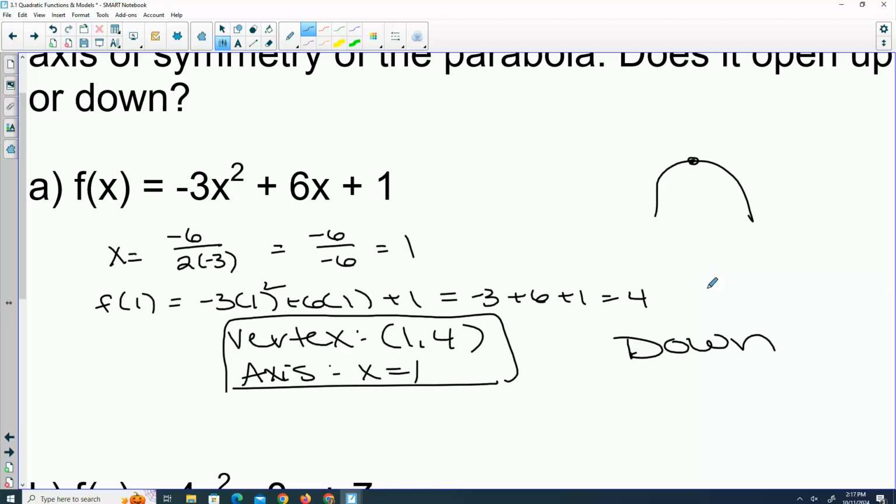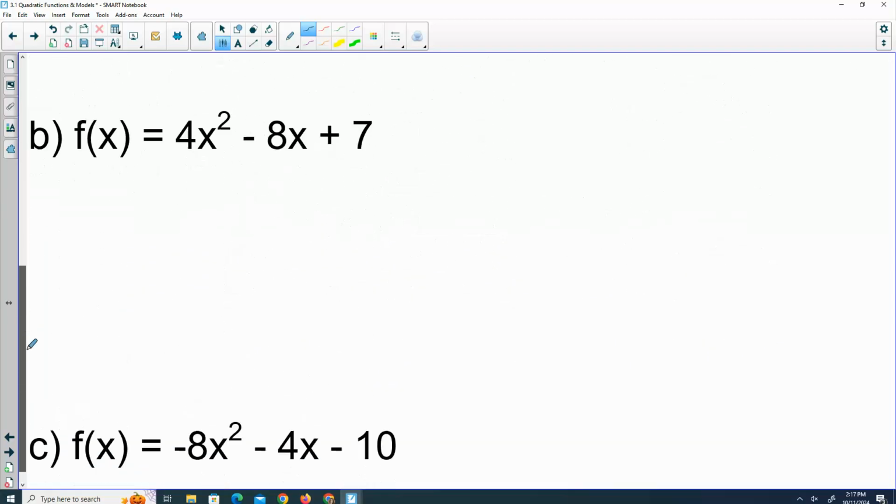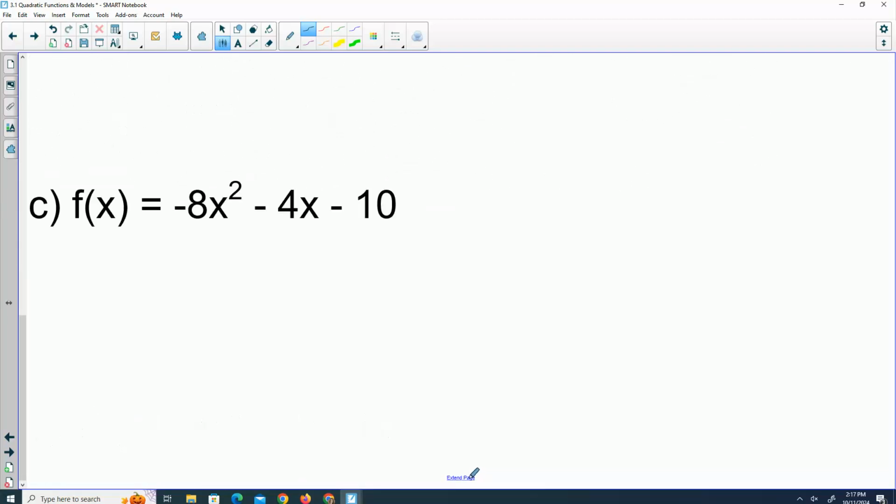I have a couple more of those. I don't know if we really need to do all of them. Why don't you guys try C? We'll skip B. You guys do C. So, vertex and axis of symmetry. Tell me if it opens up or down. Okay, so opposite of B will be positive 4 over 2 times negative 8. We get negative 1/4. Plug that in.